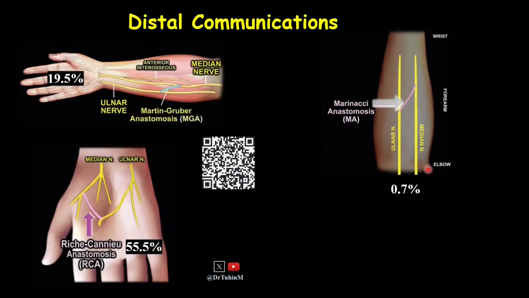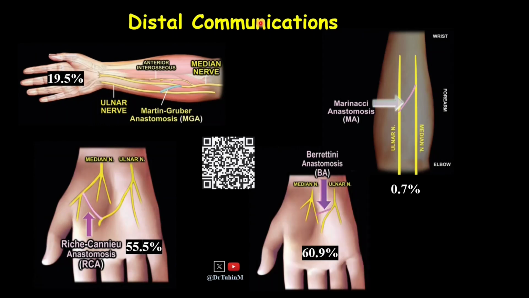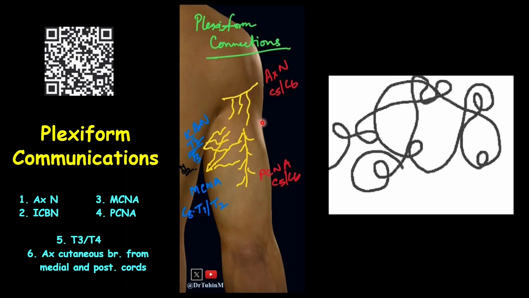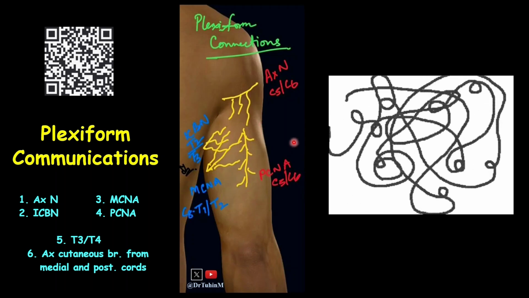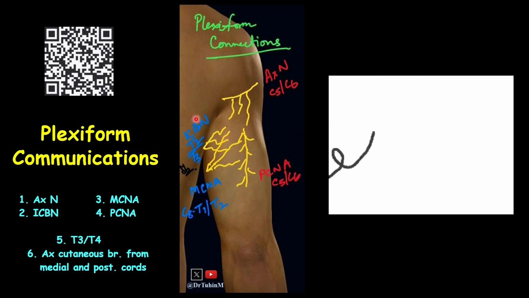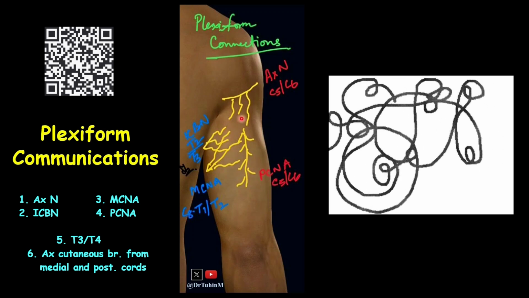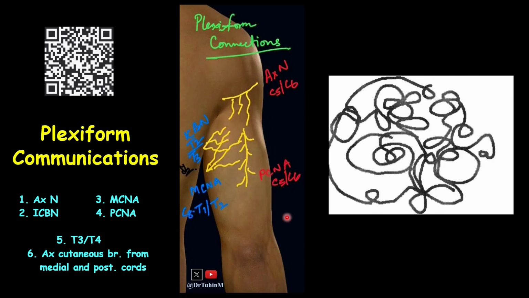For example, the Martin Gruber anastomosis, which involves the fibers from the median nerve proximally communicating with the ulnar nerve distally. Other communications like Riche-Cannieu, Marinacci, Berrettini, etc. These are the types of anastomosis described in the literature with varying incidence rates. There is also presence of some plexiform communications, as for example between the posterior cutaneous nerve of the arm from the radial nerve, axillary nerve, intercostobrachial nerve, and medial cutaneous nerve of the arm in the posteromedial aspect of the arm, which is not usually covered by the traditional brachial plexus block.